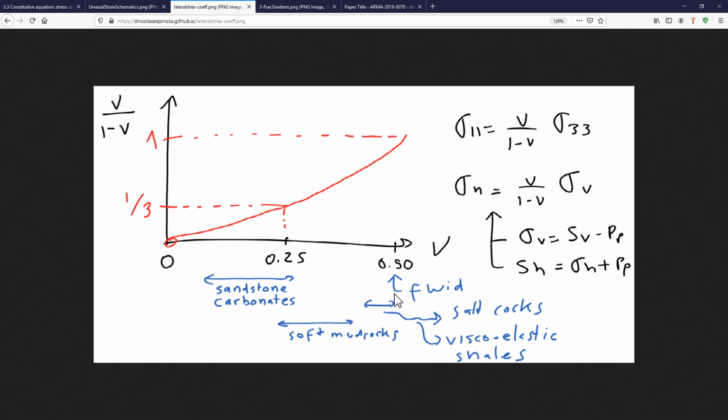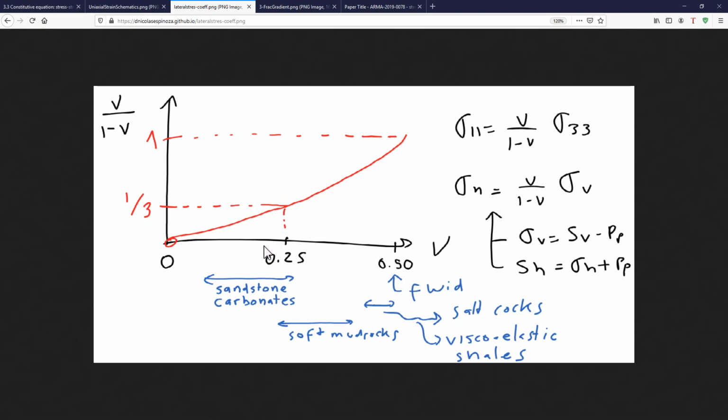There are some types of rocks, like for example salt rocks or soft mud rocks, which are not really linear elastic, are more what we can call viscoelastic, and they deform as a function of time, but they can present what is called an effective Poisson ratio that approaches 0.5. And in this type of sediments, we do see that this effective lateral stress coefficient tends to be quite high. For other well-cemented rocks like a carbonate, like a dolomite, this coefficient tends to be smaller.